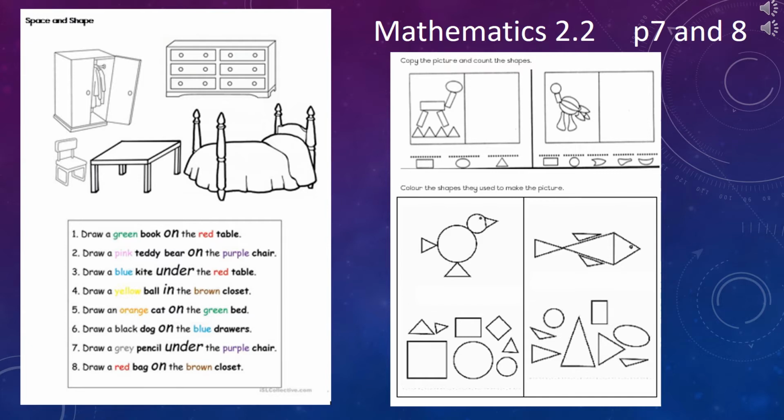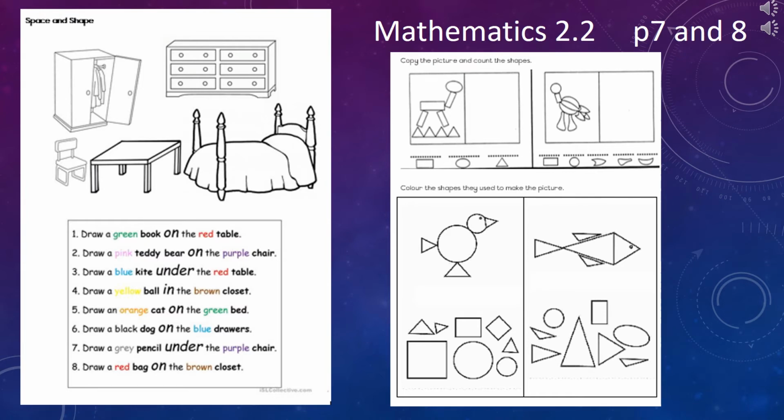Number 1 says, draw a green book on the red table. Go color and draw. Number 2, draw a pink teddy bear on the purple chair. Number 3, draw a blue kite under the red table. Number 4, draw a yellow ball in the brown closet. Number 5, draw an orange cat on the green bed.